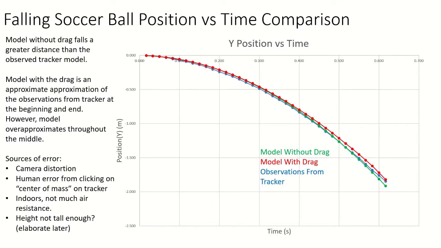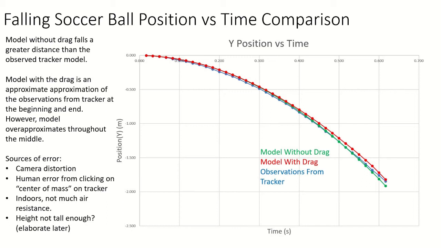Now to the most important part of the lab, we have to compare all of these three models. As you can see, we put them all into one position versus time chart. I've labeled the model with the drag, without the drag, and the observation from Tracker. Basically the key takeaways are that the model without drag falls a greater distance than the observed Tracker model. This tells us that other than weight, there's another force acting on our soccer ball that we dropped. This will be the force of drag.